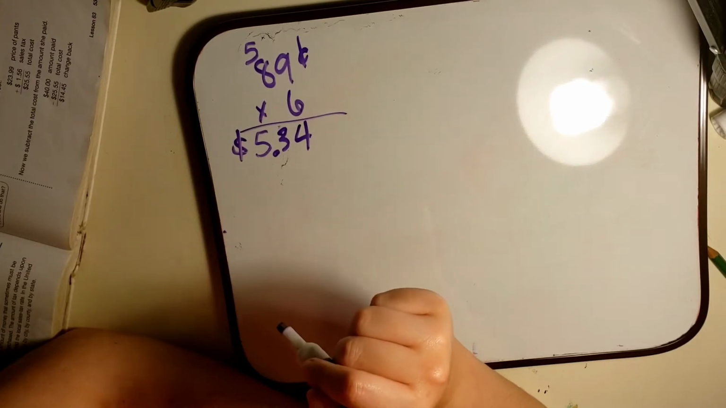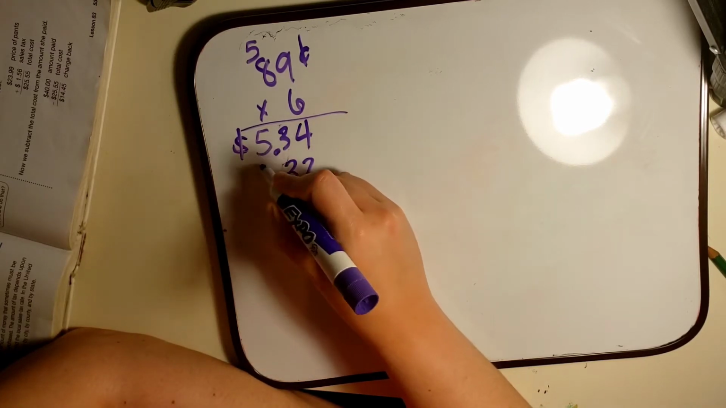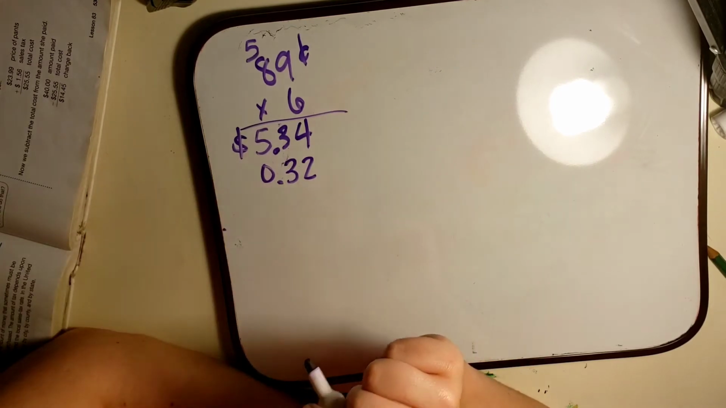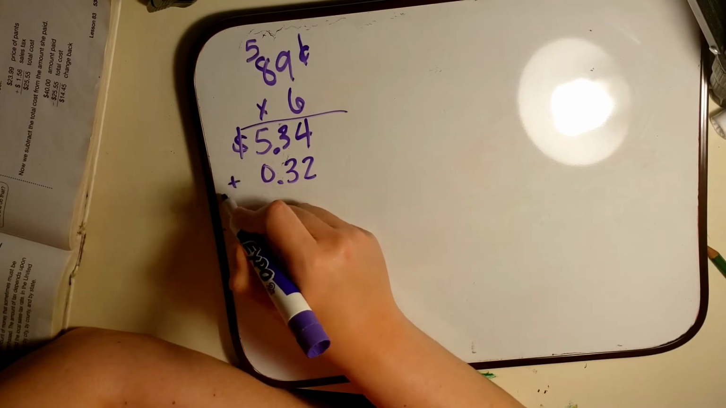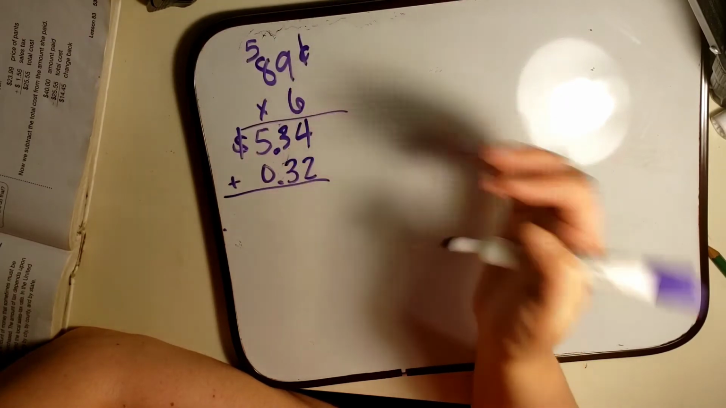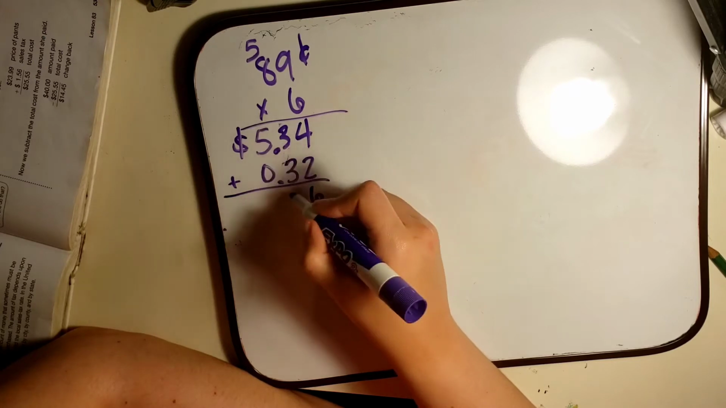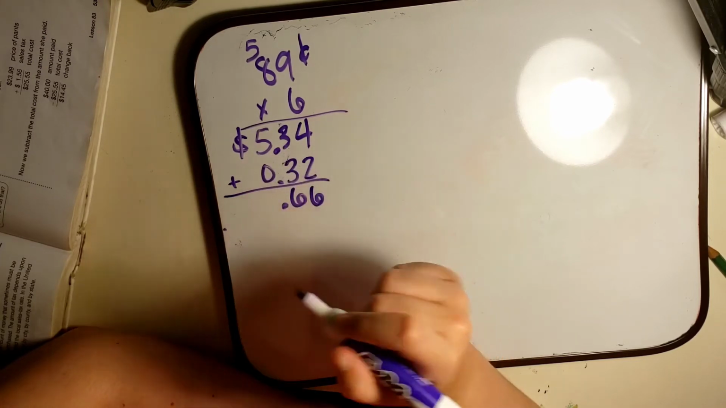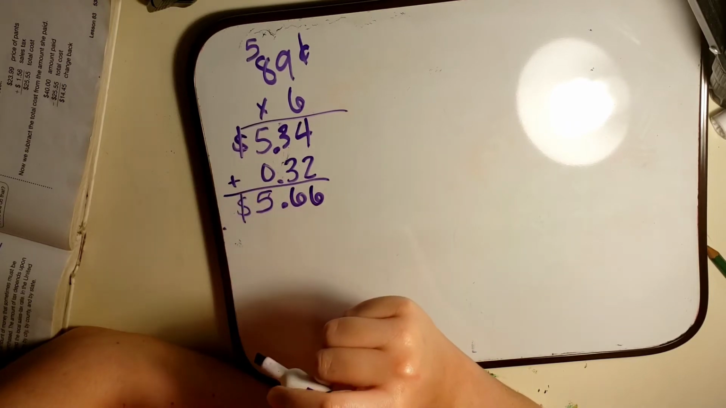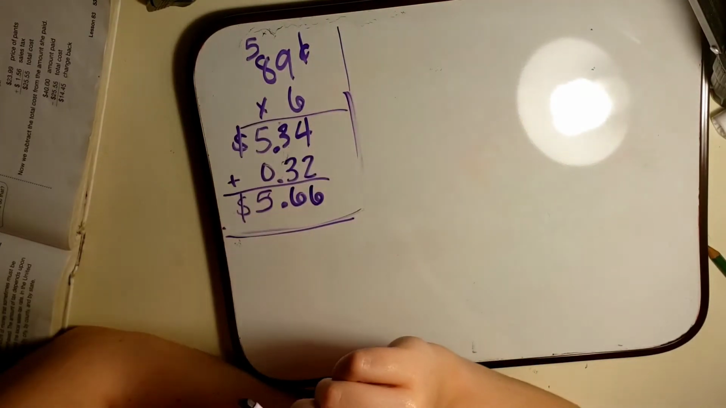It also says the total sales tax was 32 cents. So we got 32 cents. And how much did Yin spend in all? So that in all tells us then that we're going to add these answers. So we are doing 2 steps. We got to multiply first, then add. So 4 plus 2 is 6. 3 plus 3 is 6. Bring down that decimal. And 0 plus 5 is 5. So we get $5.66. And that is our total, including tax.